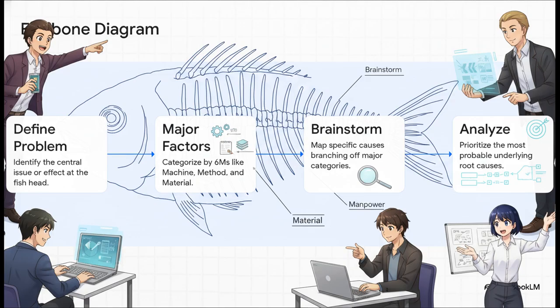First, define the problem. That goes right at the head of the fish. Second, identify the major categories. People usually use the 6 M's here, like machine, method, material, and manpower, serving as the major bones. Third, brainstorm specific causes that branch off those bones. And finally, analyze and prioritize. It is simply the best way to turn a chaotic brainstorming session into a clean, logical map.